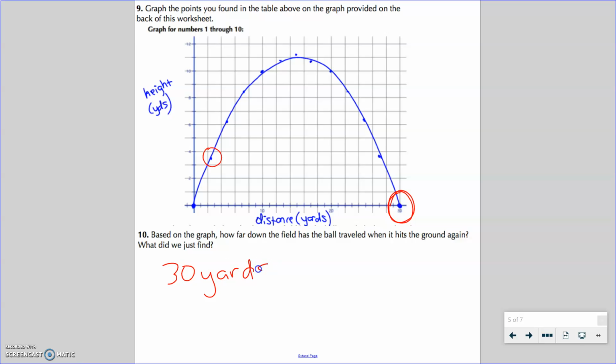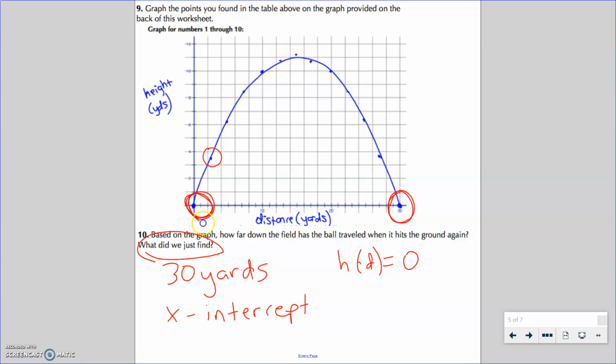down the field. And when it asks, what did we just find? We just found an x-intercept. Okay, so what we also just found is h of d equals 0, like we talked about on that first slide. We're saying, okay, when the y value is 0, what's the x value that goes with it?